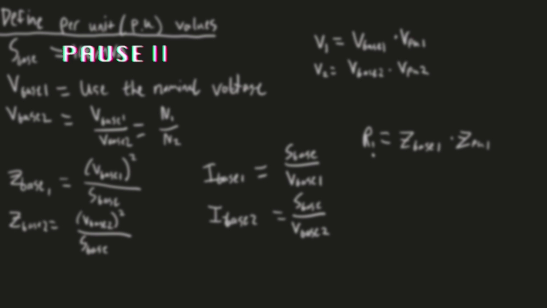Okay, I just said that R1 equals Z base 1 times Z per unit 1. This is technically incorrect, because most of the time when we use R as a symbol to denote impedance, it's talking about a load that has a purely real impedance value. So anytime you see me write R1 equals Z base 1 times Z per unit 1, this should really be that Z1 equals Z base 1 times Z per unit 1. Just wanted to clear that up.